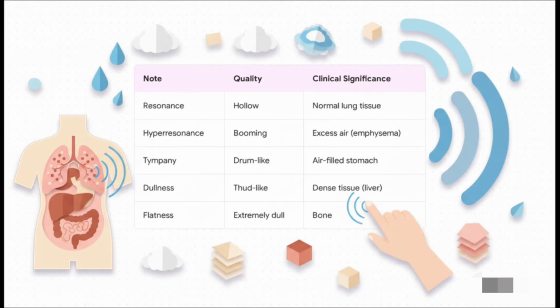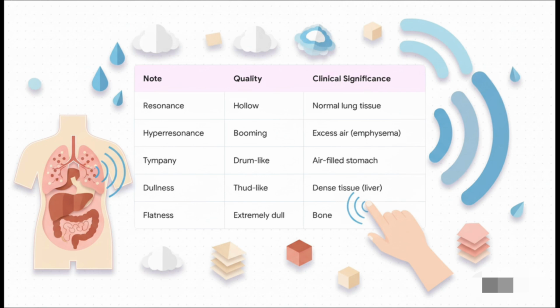So let's actually break down the sounds you'll hear. This table is so important. Resonance is that hollow sound you'd expect to hear over healthy air-filled lungs. But if you hear dullness instead, that sort of thud-like sound, that could point to fluid, like what you'd find in pneumonia. And tympany, that classic drum-like sound, is what you'll typically hear over an air-filled stomach.